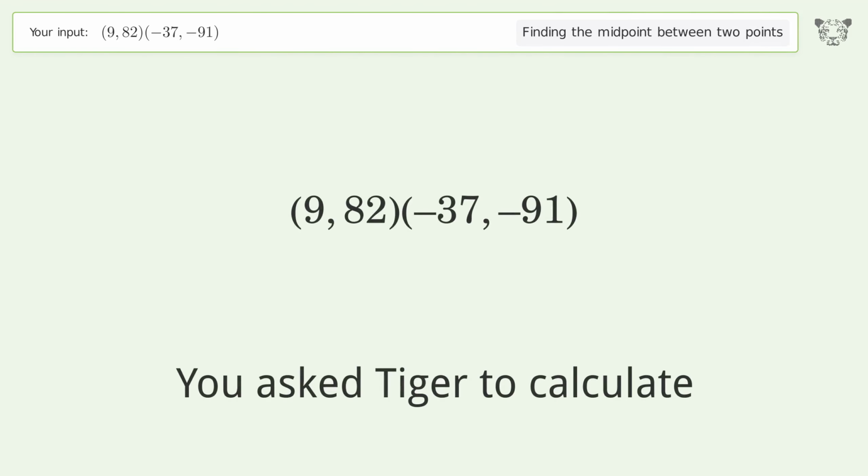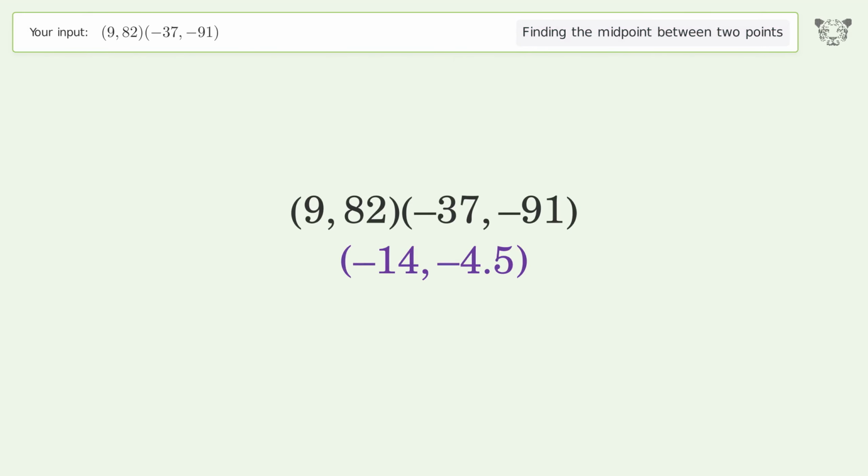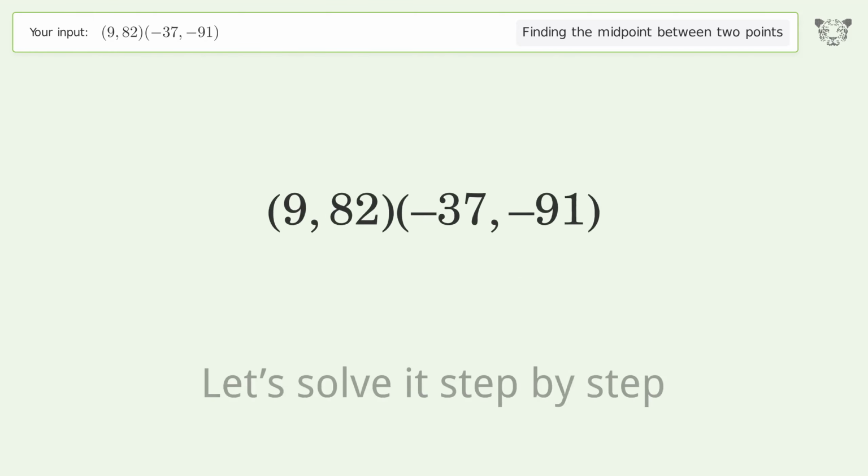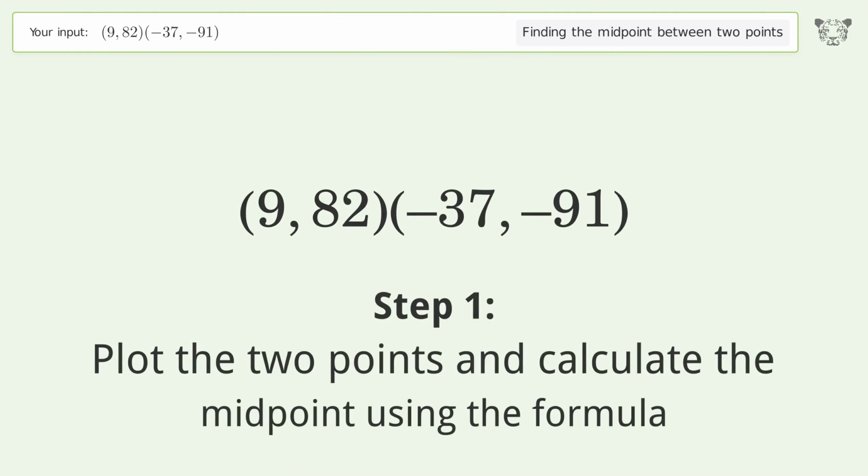You ask Tiger to calculate. This deals with finding the midpoint between 2 points. The midpoint between the 2 points is -14, -4.5. Let's solve it step by step. Plot the 2 points and calculate the midpoint using the formula.